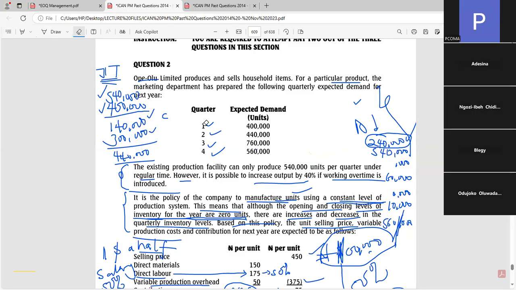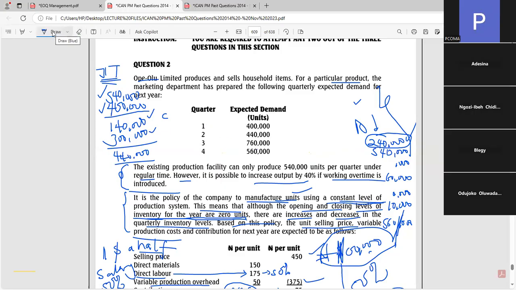If the company decides to use just in time, that means they must do overtime. Because now they are producing 540. In quarter 1, then we have no issue. Are you getting me now? In quarter 2, we have no issue. But in quarter 3, they can only produce 540, and since they are producing 540, they cannot meet up with 760.